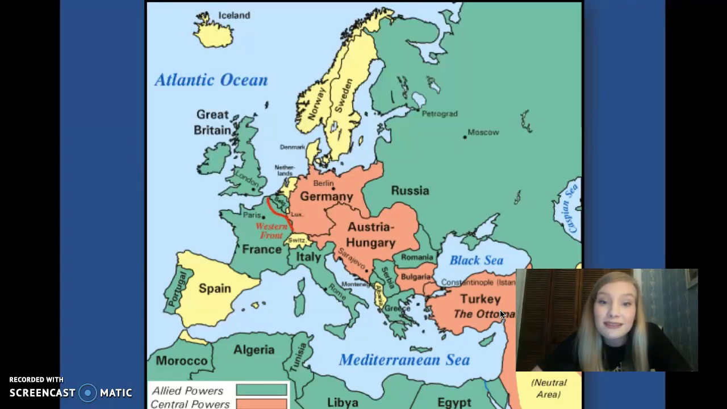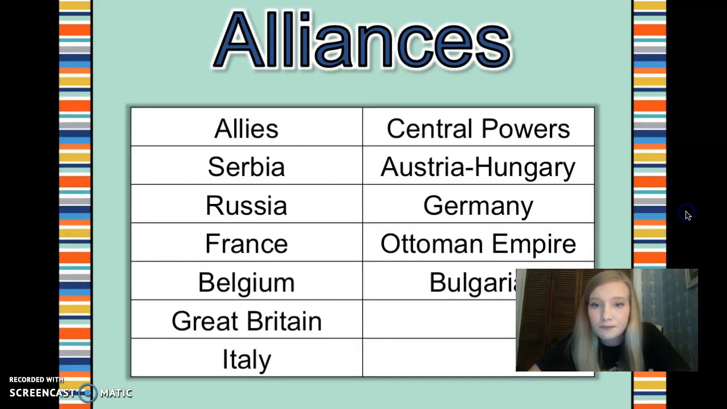And even though there is a lot more green on this map than there is red, the location of Germany and Austria-Hungary kind of gave it an advantage. It was in the middle. And then not only that, but they were known for their militarism. They had built these gigantic militaries that they were about to unleash on the rest of Europe.